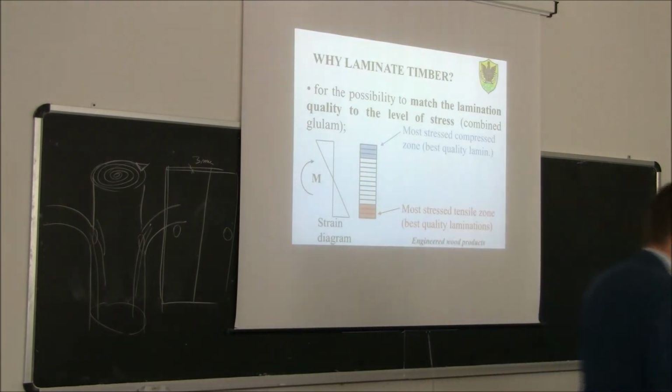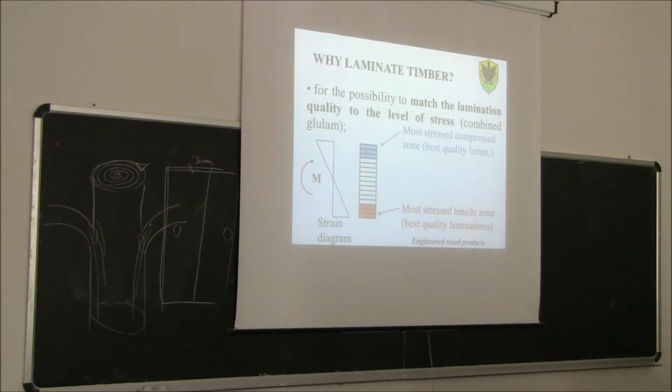So the idea is that since I can buy on the market planks characterized by different strengths, in order to optimize my material I could say, okay, I spend a little bit more money for the planks that I put on the outer lamination, which are the most stressed ones. So I use higher strength planks in the outer lamination, and lower strength planks in the inner lamination, in order to obtain what is called combined glulam.